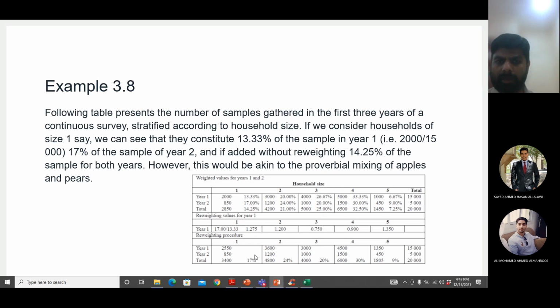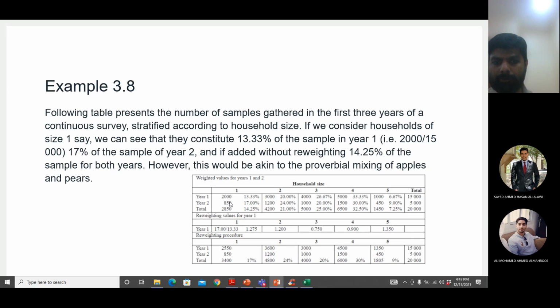Values from year 1 will be multiplied with the weighting factor. So 2000 into 1.275 will give you 2550. And then you already have 850 values in the second year. If you add them together and calculate the percentage out of total, it will be 17%. 3,400 divided by 20,000 will be 17% now. Earlier it was 14.25%.